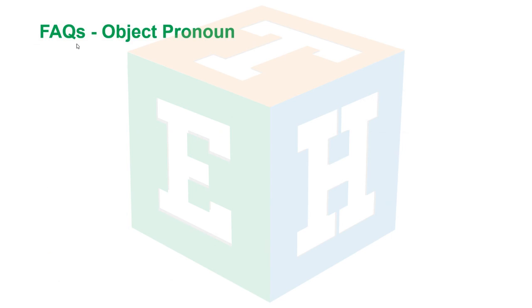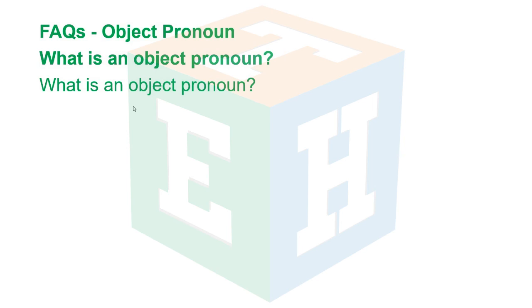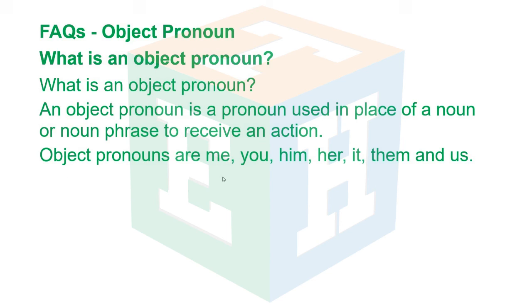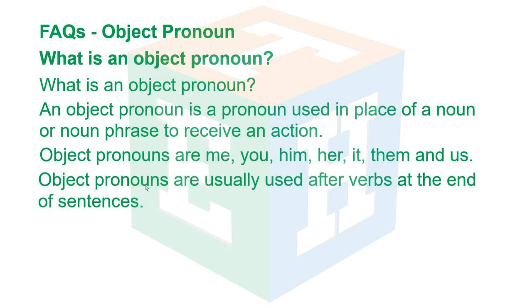Facts or frequently asked questions. Object pronoun. What is an object pronoun? An object pronoun is a pronoun used in place of a noun or noun phrase to receive an action. Object pronouns are me, you, him, her, it, them, and us. Object pronouns are usually used after verbs at the end of sentences.